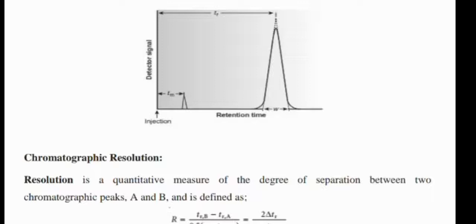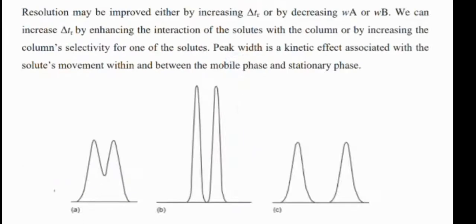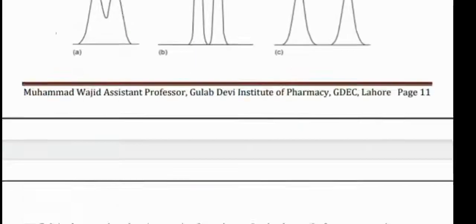Resolution is a quantitative measure of the degree of separation between two chromatographic peaks A and B, and its formula is given below. Further, resolution can be improved either by increasing the delta TR or by decreasing the width A or width B. We can increase the delta TR by enhancing the interaction of the solutes with the column, or by increasing the column's selectivity for one of the solutes. These are the diagrams of the resolution.